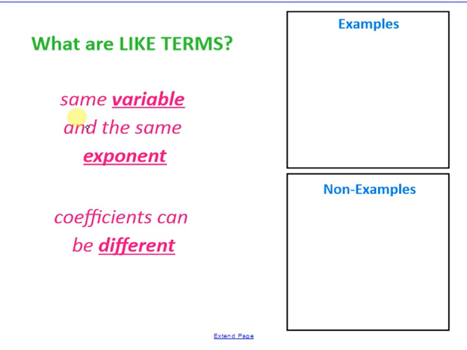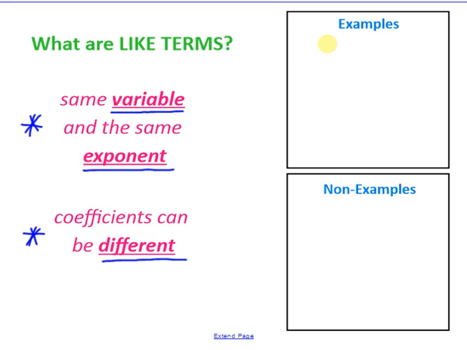Like terms have two characteristics. The first characteristic is that they have the same variable and the same exponent, and I'm going to show you what that looks like. The second characteristic is that the coefficients can be different, and remember that the coefficient is that number that's in front of the variable. So let's talk about what some examples might look like here.